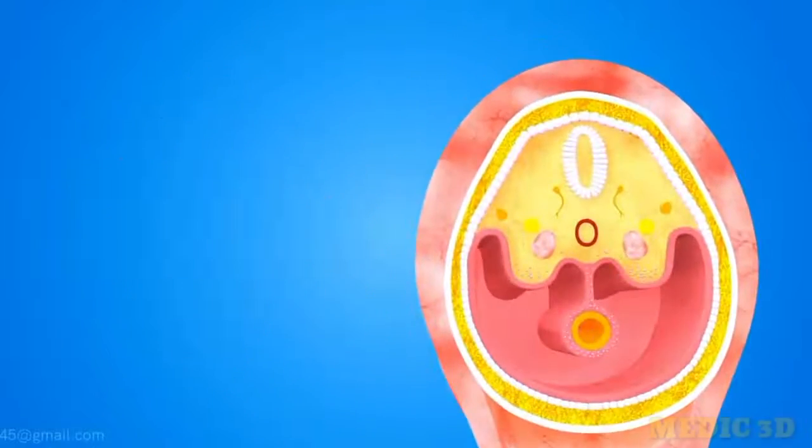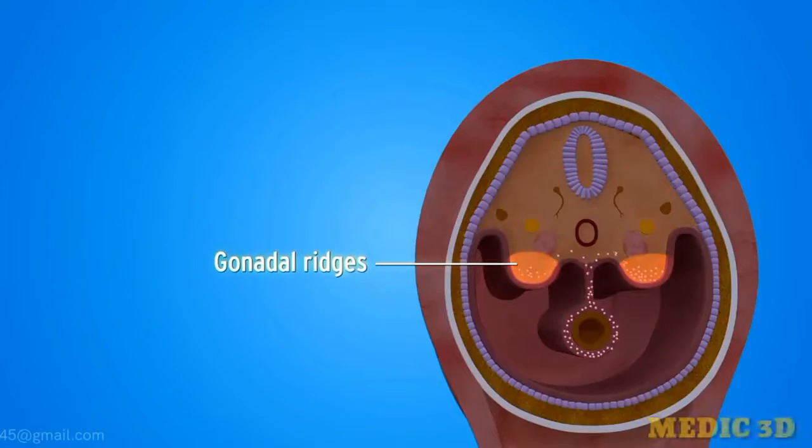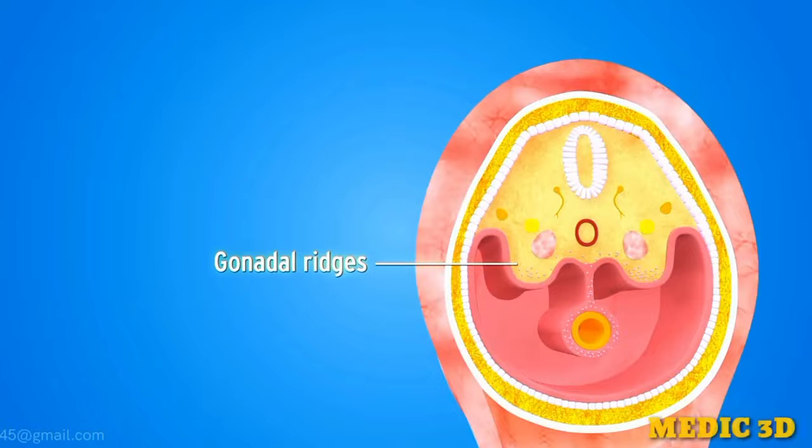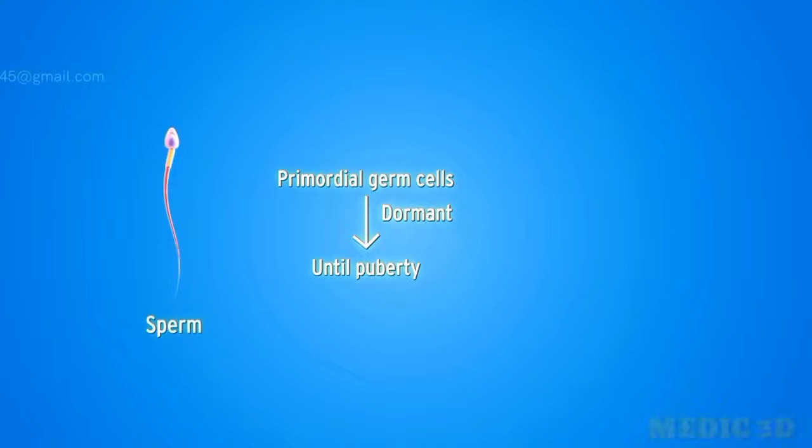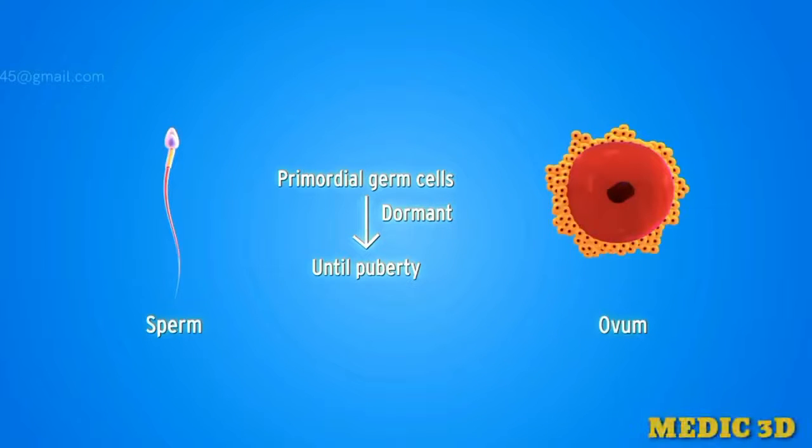These cells migrate to the gonadal ridges, which later give rise to functional gametes in the male and female gonads, the testis and ovary respectively. These cells remain dormant until puberty, and at puberty, these cells differentiate to form mature sperms or ovum. This process continues throughout life but decreases at old age.